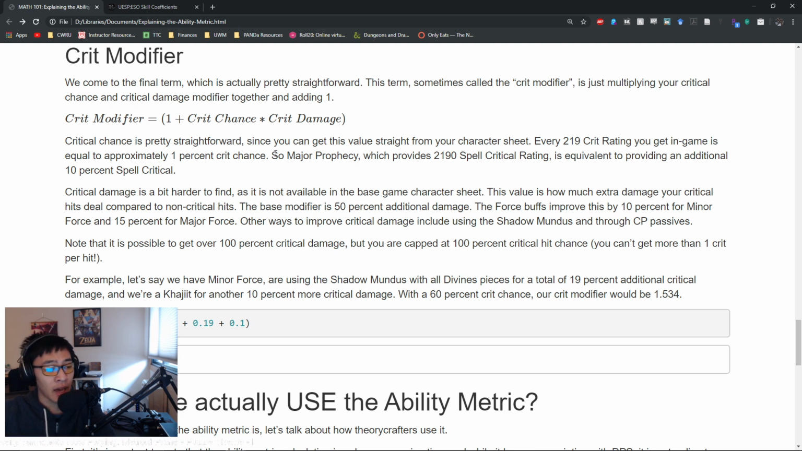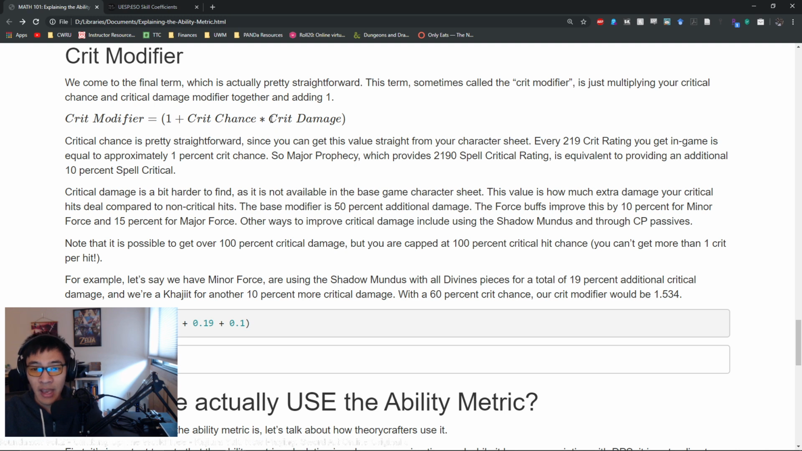Critical damage is not on your base game character sheet. You will usually need some sort of add-on to figure it out, but you can also just add it up for yourself. This value is basically how much additional damage your critical hits deal compared to non-critical hits. The base value here is 50% additional damage, so that would be 0.5. Minor Force and Major Force provide buffs. Your Shadow Mundus provides buffs to this, and CB passives also provide buffs through Elfborn and Precise Strikes.